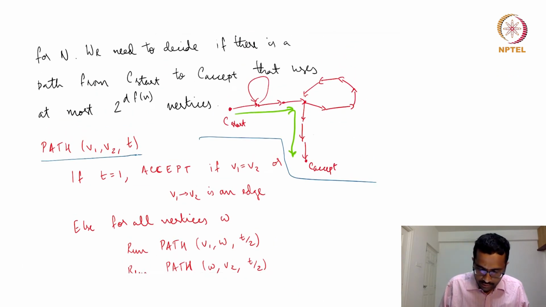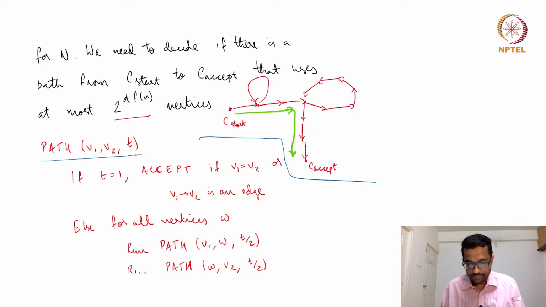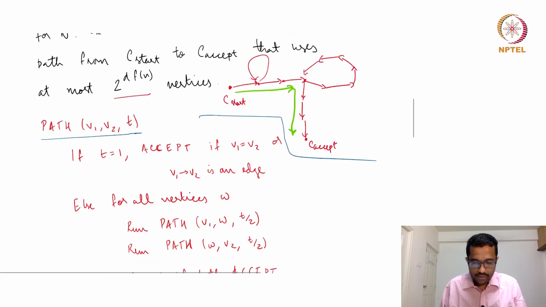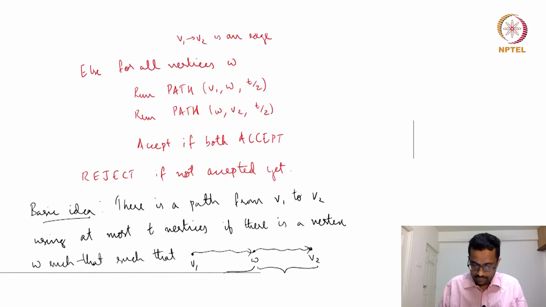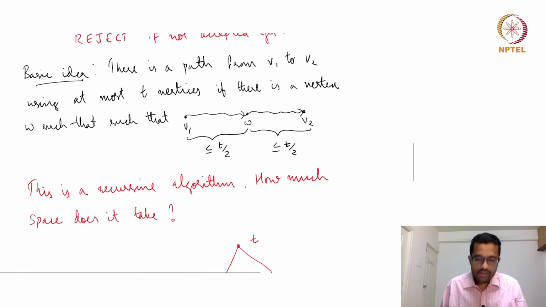So what should t be here? We are checking whether there is a path from C start to C accept that uses t steps. And what is t here? t should be this number, 2 power d times f(n), which is the number of vertices in the configuration graph. So 2 power d f(n) vertices is what this graph has, right? So how much space does it take?